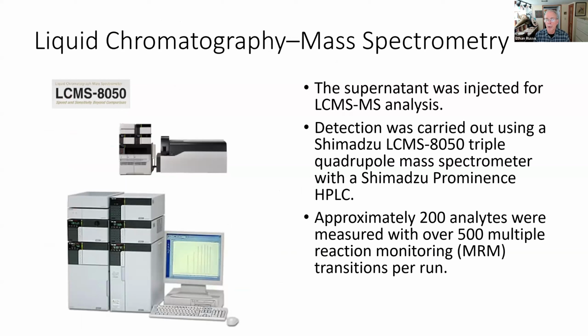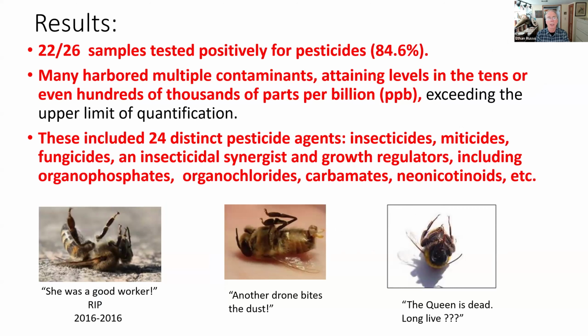The results were very sobering. 22 of the 26 samples tested positively for pesticides. That's almost 85%. Many of them had multiple contaminants, and these weren't just a little bit. Sometimes tens or hundreds of thousands of parts per billion, and so much so that it exceeds what the machine can measure.